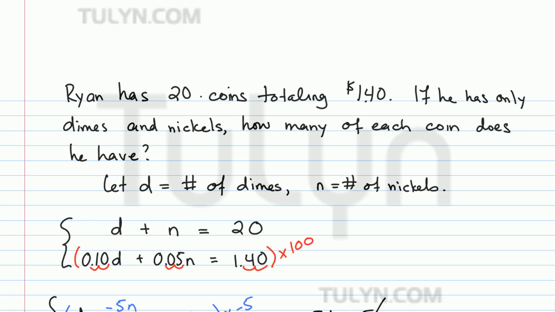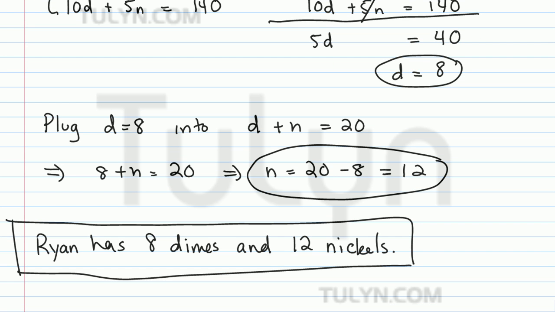And 8 dimes and 12 nickels makes 20 coins total. And so for the dollar amount, 8 dimes is what, 80 cents? And then 12 nickels is 60 cents. And then 80 cents and 60 cents is $1.40. So as it turns out, our solution is correct, and Ryan has 8 dimes and 12 nickels total.